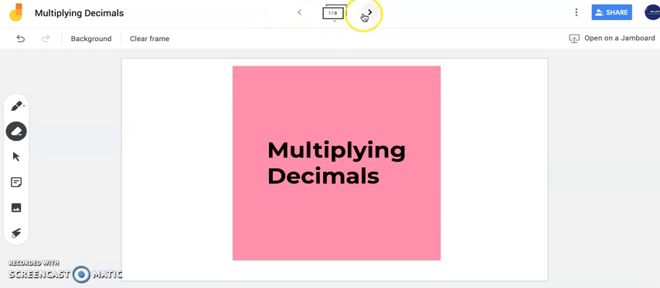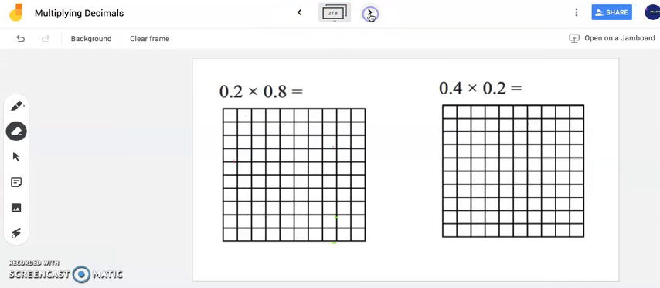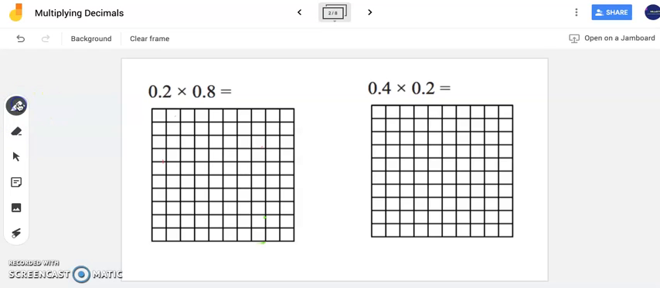Hello, this video is going to focus on multiplying decimals. In this first problem, it asks us to find 2/10 times 8/10. I'm going to use the visual model to help me find my product. Now the first thing I'm going to do is draw 2/10, 1/10 and 2/10.